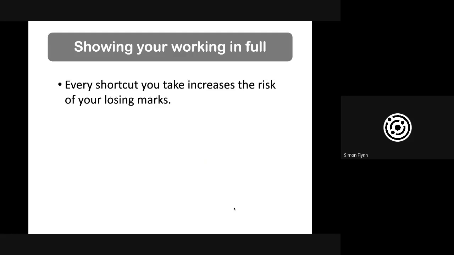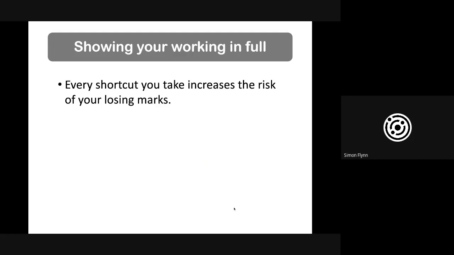So it's all about the risk of losing marks. It doesn't mean you will lose marks by taking a shortcut, but you risk it. In a lot of the calculation questions, if you put only the final answer and it was correct, in most of the mark schemes they will just say award full marks. Great. But let's say your final answer is wrong.